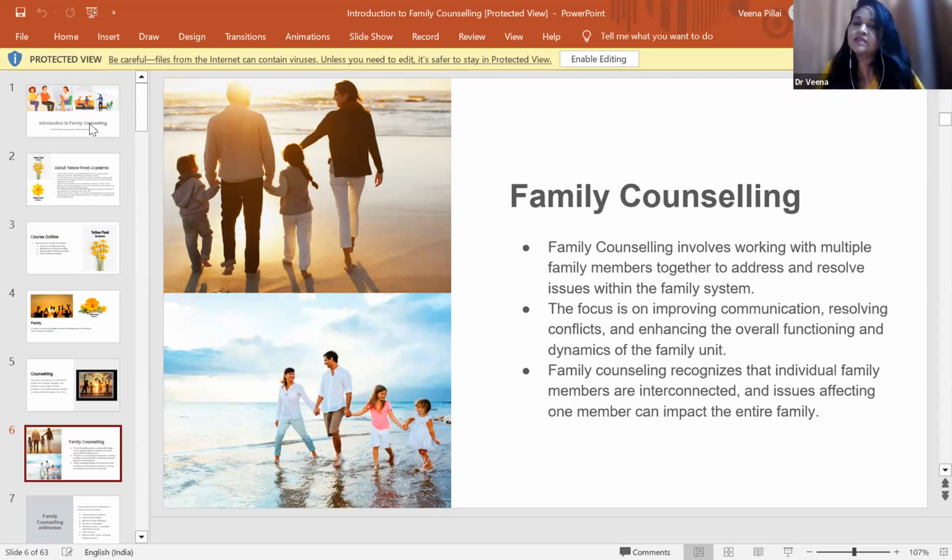That is the communication or family roles, the dynamics of the family unit. Family counseling recognizes that individuals or family members are interconnected with each other. There can be connections between the first generation and the third generation, so it could be a connection between generations. The issues affecting one member of the family can impact the entire family, and family counseling addresses all these issues.